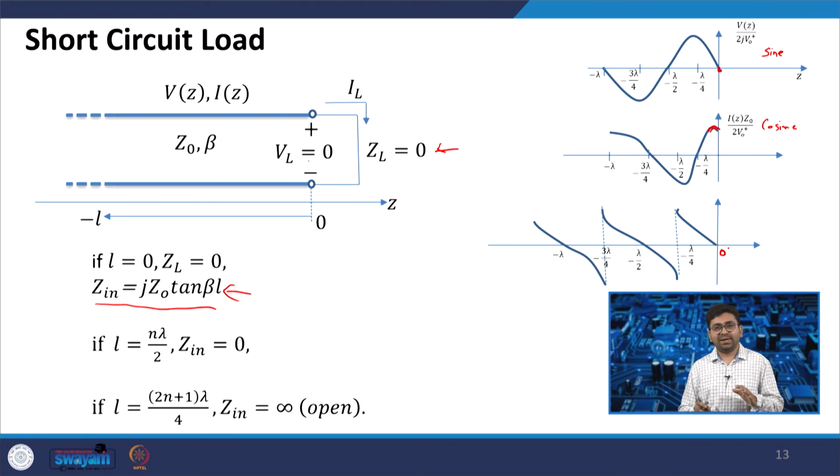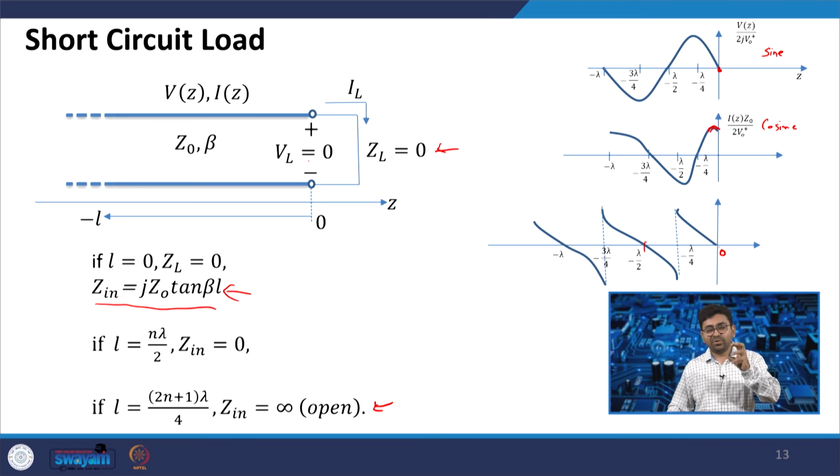So, your short circuit will be open circuit. So, you can write for L which is (2n+1) lambda by 4, your input impedance is equal to infinity. And there is another special case: if it just travels lambda by 2 distance, the impedance will remain the same and it is a short circuit.